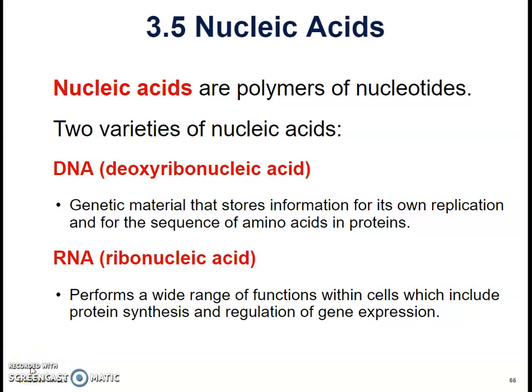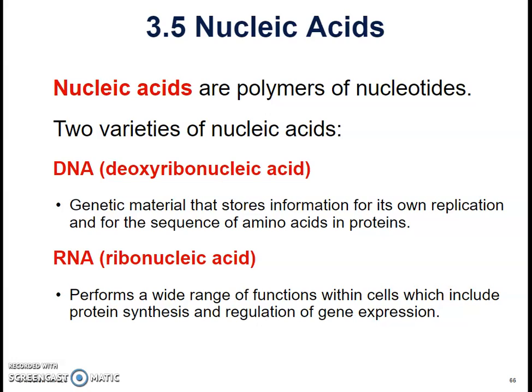Let's finish up the chapter, section 5, nucleic acids. Nucleic acids are the polymers of nucleotides. Now there are two different types of nucleotides. DNA, which is deoxyribonucleic acid, is found in the nucleus of our cells, the genetic material that stores information for its own replication and for the sequence of amino acids in proteins. So DNA is the directions to make protein that stays inside the nucleus.